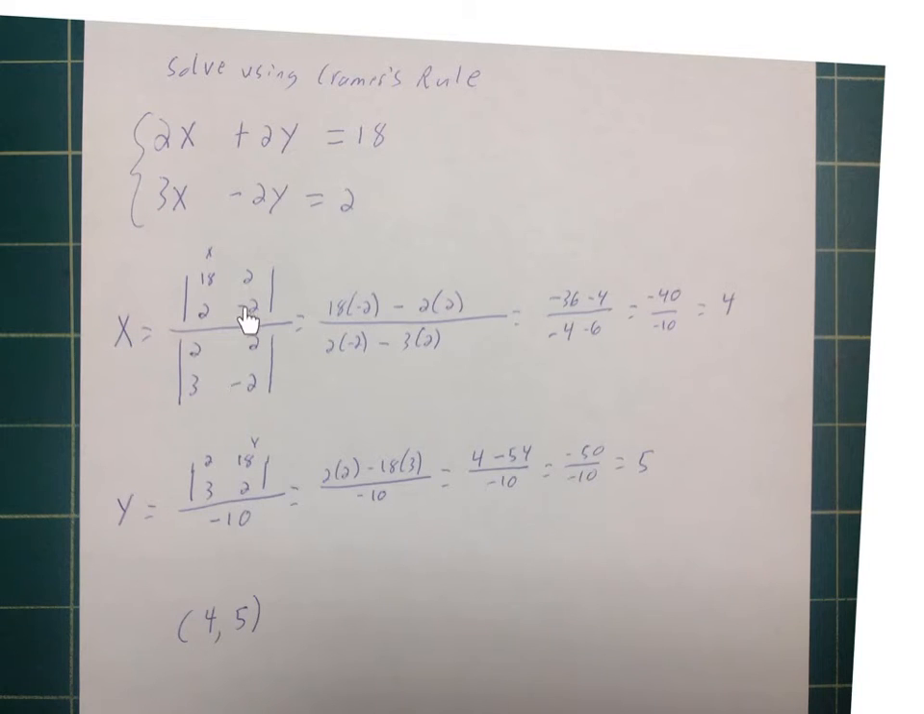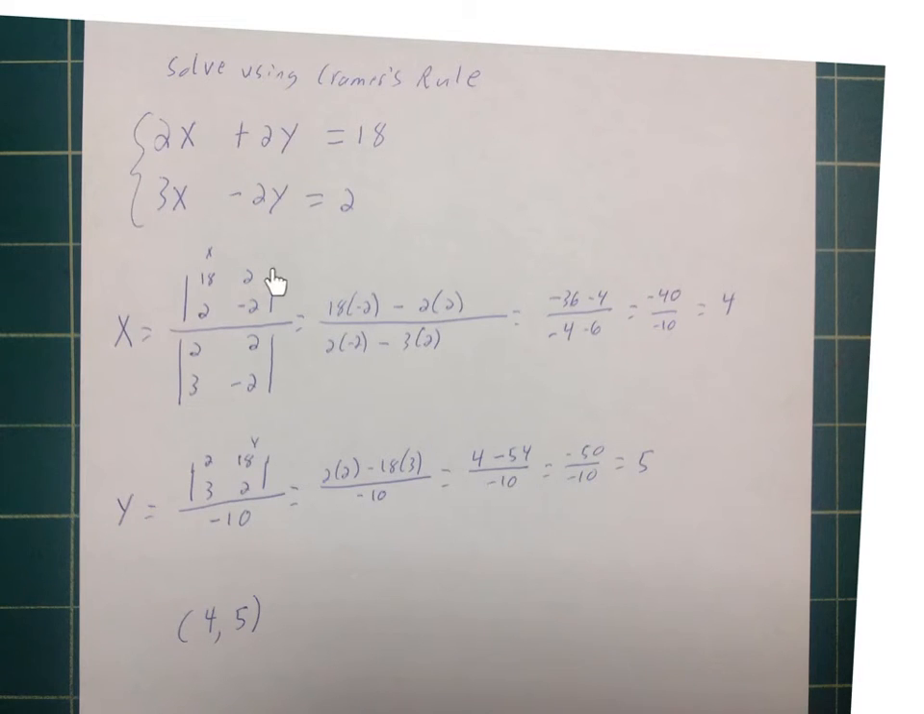It will match the bottom one, except if you're solving for x, the first column, I'll call it the x column, it'll be the constants, the 18 and 2. The other column will match the denominator. This time I'm solving for y, so in the y column you put the constants. The other column matches the denominator. So that's how you set all of these up. They all set up the same way.